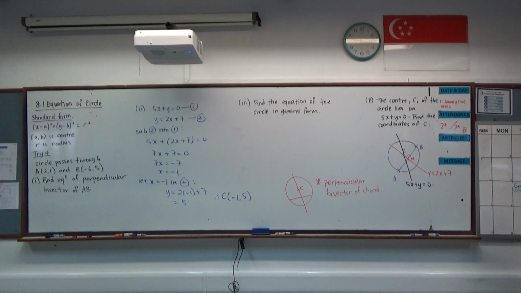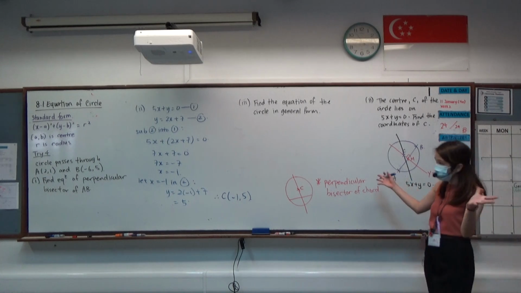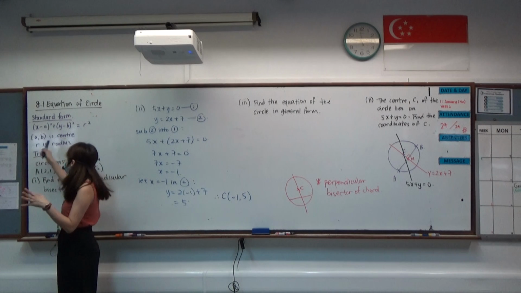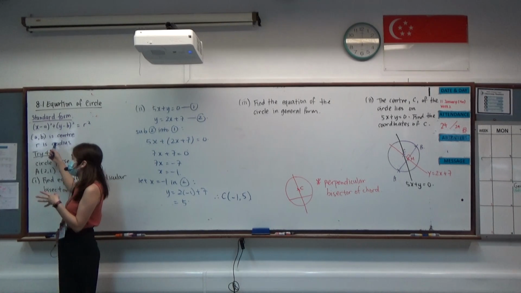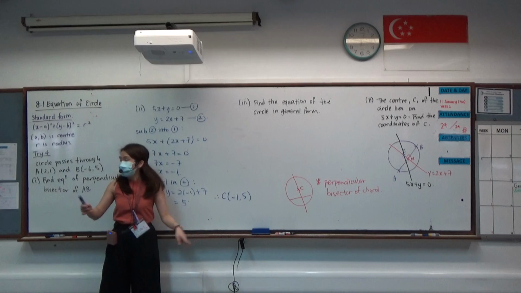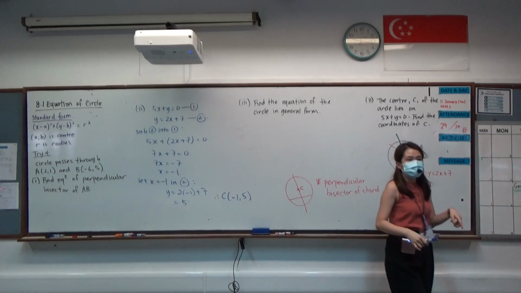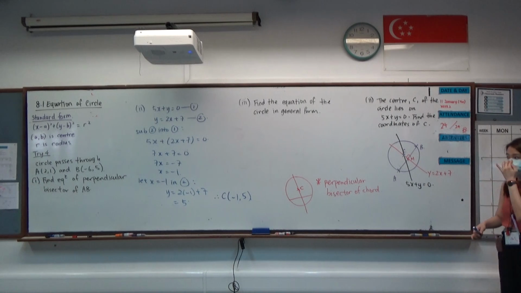Alright, let's look at part 3 where we want to find the equation of the circle in general form. General form is the expanded form, right? But nonetheless, we always go for standard form, then we expand. So we need to know the center coordinates, which we already found, and we also need to know the radius. How do we determine the radius? What do you think, Amanda? How can I know the length of the radius?